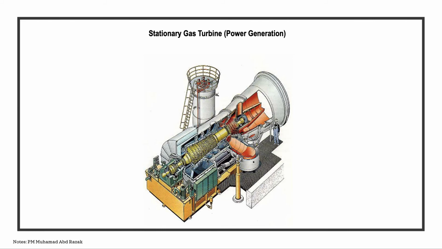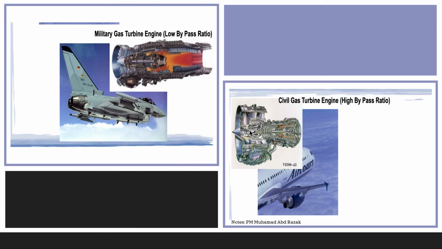This is an example of a stationary gas turbine for power generation, and you can see that the power plant or stationary gas turbine is very big. Here we can see the compressor, combustion chamber, and gas turbine. Gas turbines are also used in military gas turbine engines, with low bypass ratio, and civil gas engines, with high bypass ratio. And this topic, if you further your study in degree, you will study about.